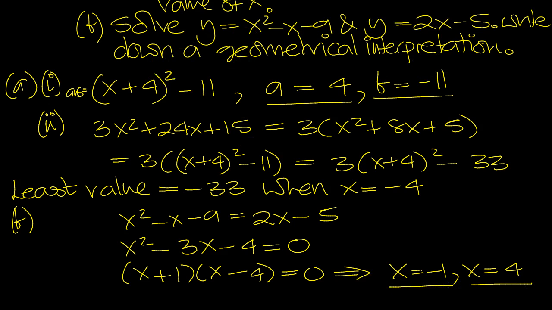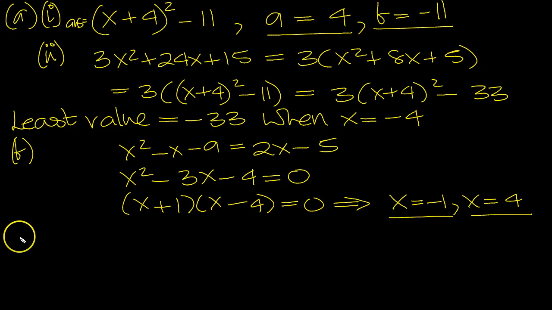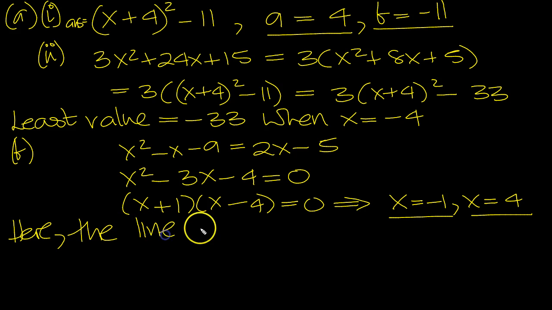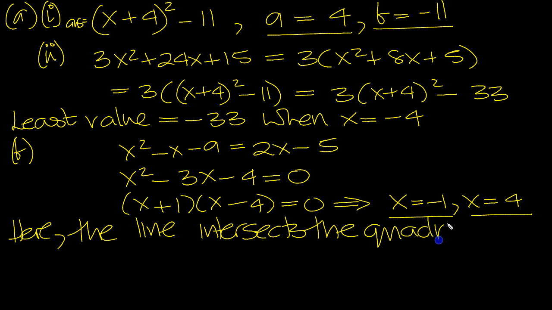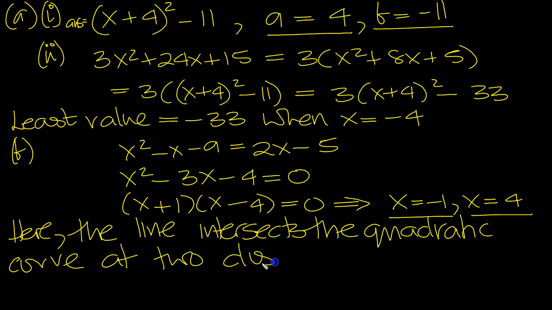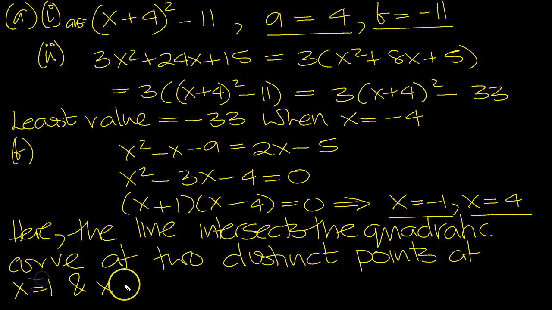Write down a geometrical interpretation of this result. Here, the line intersects or cuts the quadratic curve at 2 distinct points, wasn't it? At x equals minus 1 and x equals 4 values.